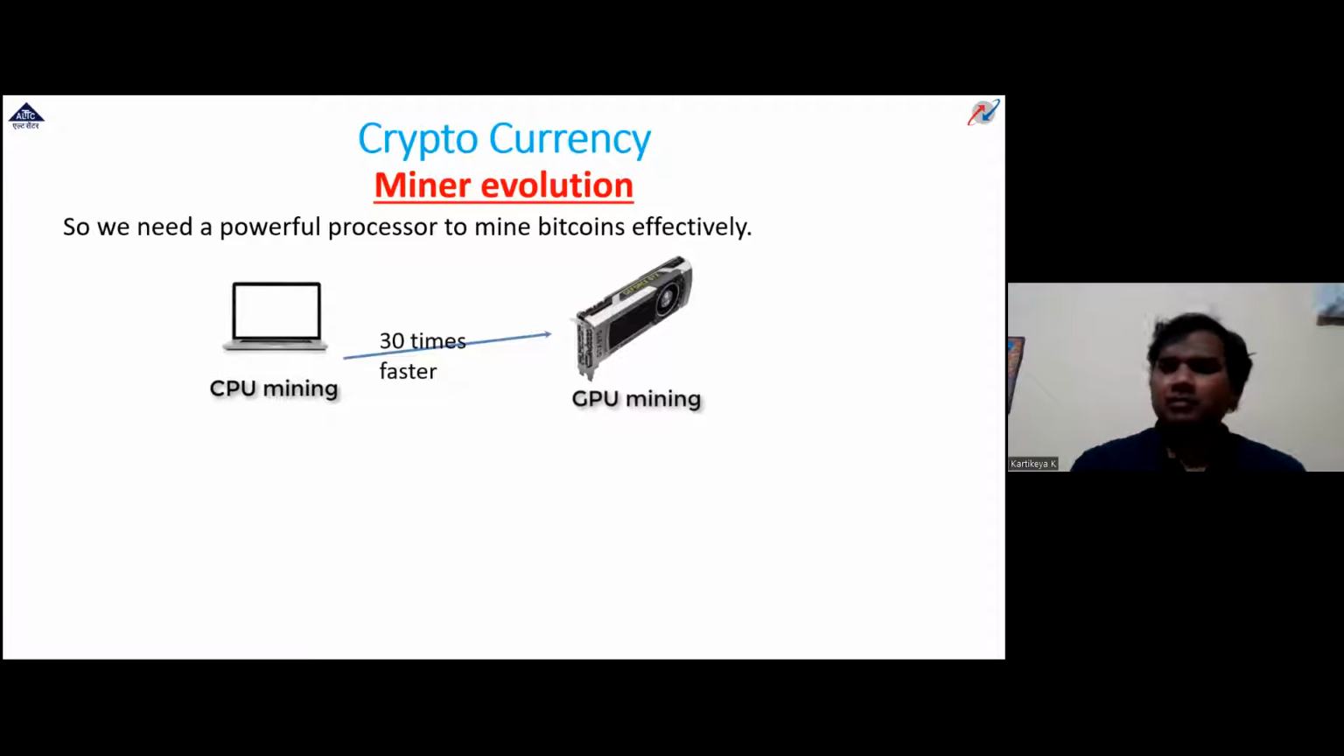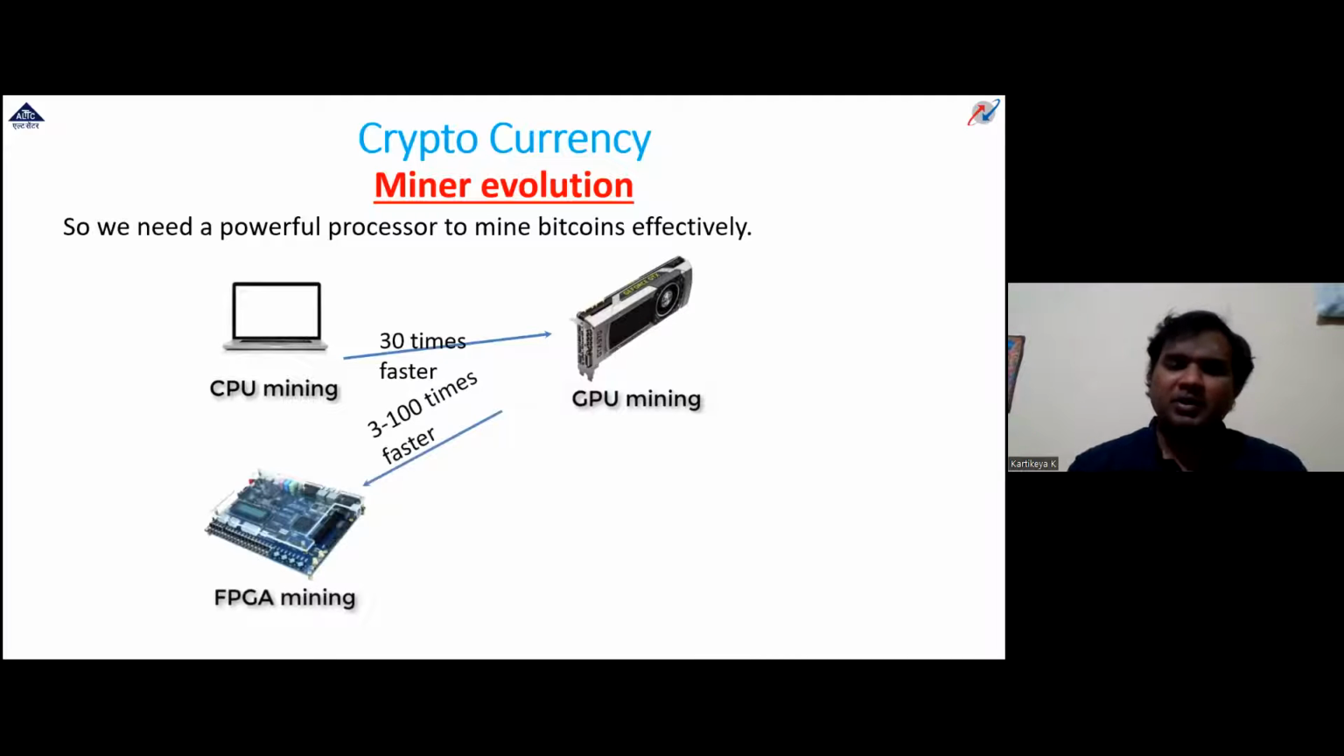But after some time, as we know, for mining we need good computational power, right? So slowly the miners migrated from CPU mining to GPU mining. GPU mining is 30 times faster, but that was also not sufficient at the time. So again, they migrated to FPGA, field programmable gate arrays. Xilinx and others are the manufacturers of FPGAs.